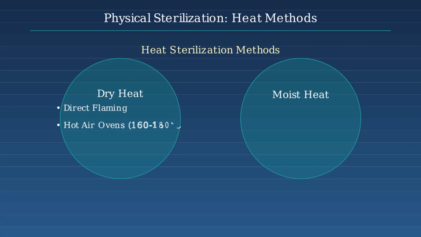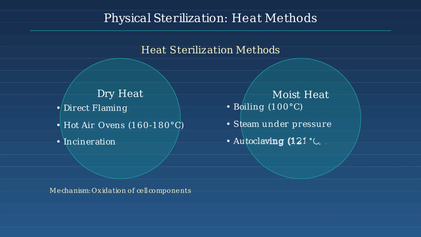Dry heat methods include direct flaming, hot air ovens operating at 160 to 180 degrees Celsius, and incineration. These methods work primarily through oxidation of cell components. Moist heat methods include boiling at 100 degrees Celsius, steam under pressure, and autoclaving at 121 degrees Celsius for 15 to 20 minutes. These methods work by denaturing and coagulating proteins.